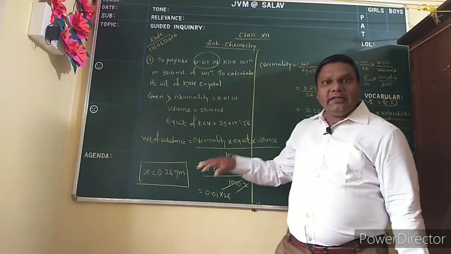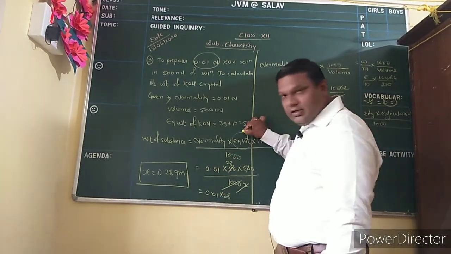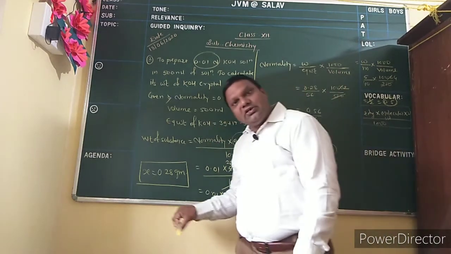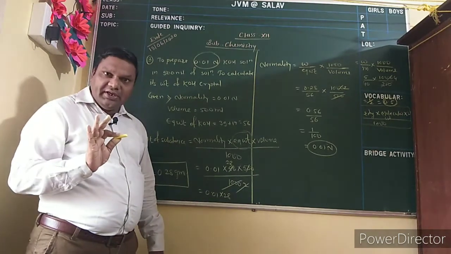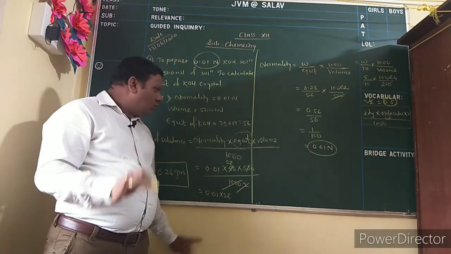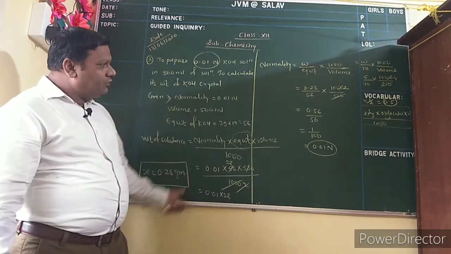For preparing a normality solution, you require the equivalent weight, and for preparing a molar solution, you require the molecular weight. Understood? Understood or not? So that is a very simple concept. Okay, so please note this down.